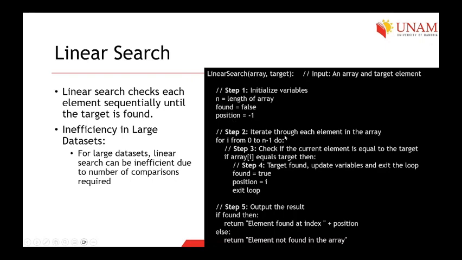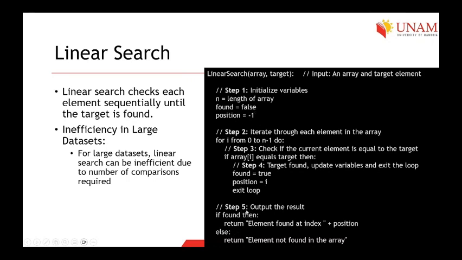In step 2, we are going to iterate through each of the elements in the array, starting from i equal to 0 to n-1. What we are going to do is check whether the element that is stored at the current index is equal to the target. If it is equal, then we set found to true, position to the index, and we exit the loop. Otherwise, we keep incrementing i until we reach the end of the array. So if we reach the end of the array and we have not found what we were looking for, our found will still be false.